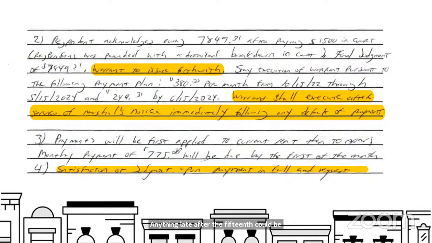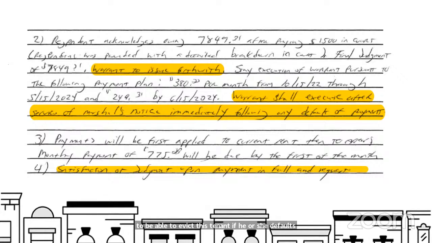Next, please. And this one here, respondent acknowledged owing $7,849.31. After paying $1,500 in court, respondent was provided with an additional breakdown in court. So they got a breakdown. Final judgment of $7,849. We highlighted warrant to issue forthwith. What this means is after the attorney signed this stipulation, he has the right to go and hire a marshal. The marshal comes back to the court and requests a warrant to be able to evict this tenant if he or she defaults.